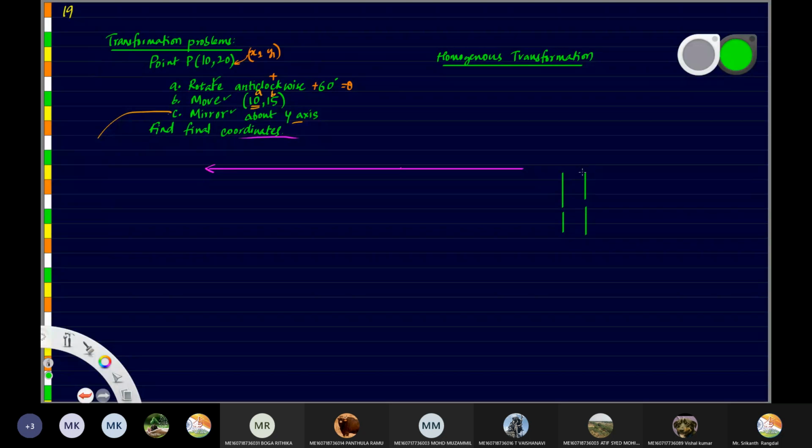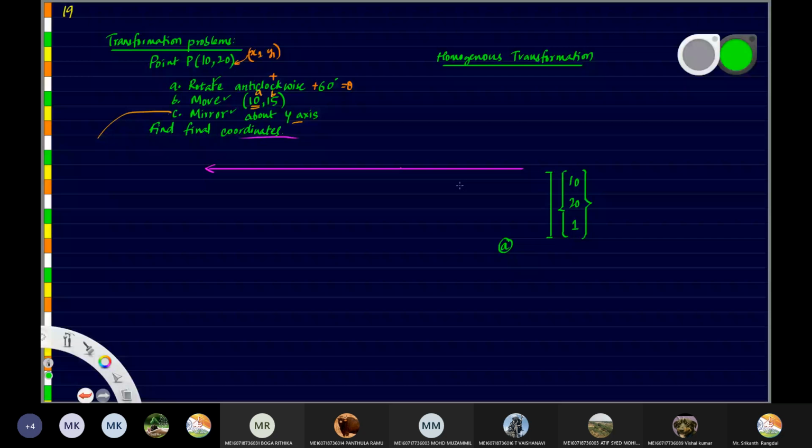So what are the starting coordinates? Starting coordinates are 10, comma 20. And here, of course, we should have 1. Fine. So these are the starting coordinates. So this we have to write like this. Now, the first matrix, the matrix for option A, should appear here on the left side.